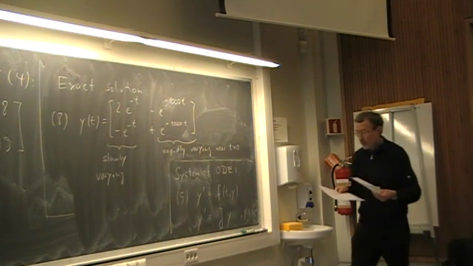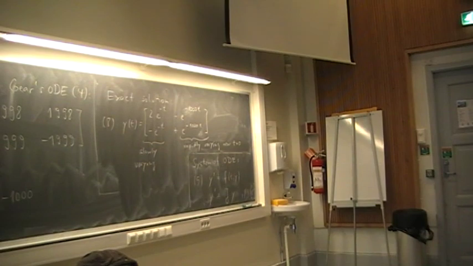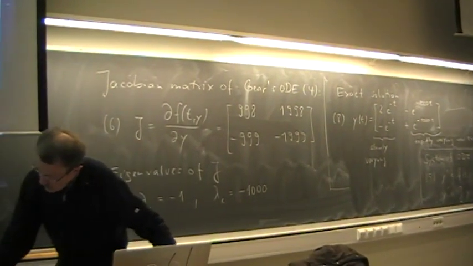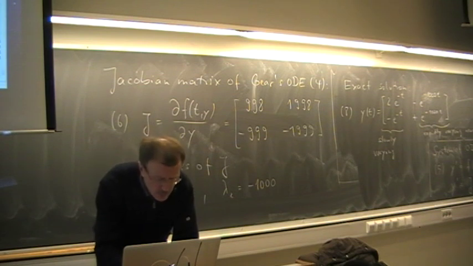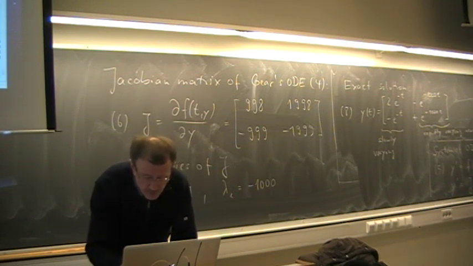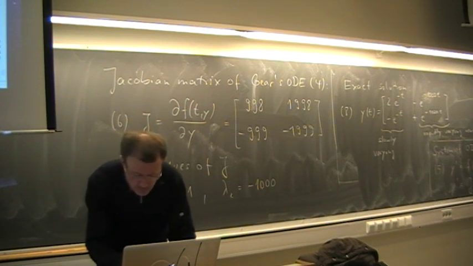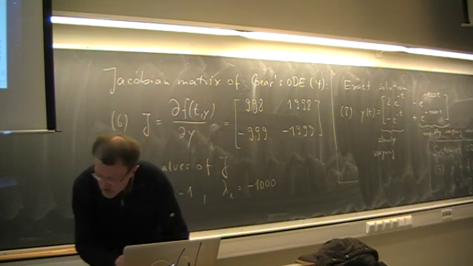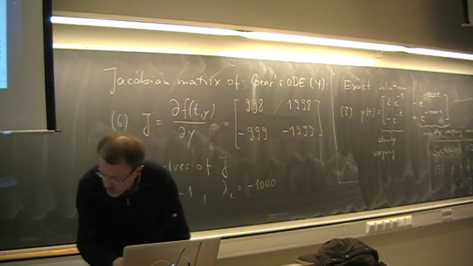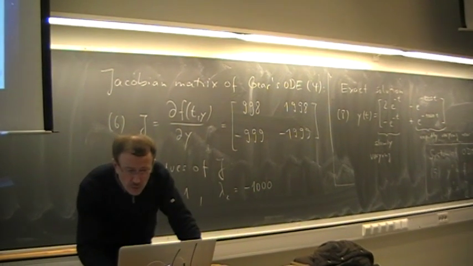So how does the solution look like? Directly the implicit Euler. We use in that case just 25 time steps. Let's see if that works. Yes, we get something.